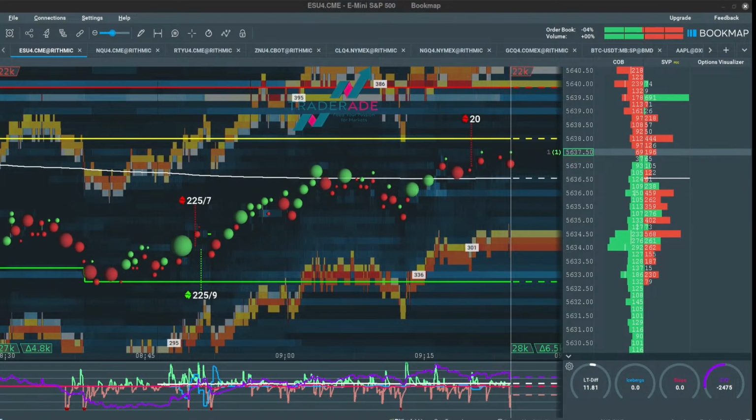Market on open imbalance, about 48 million to the sell side. Not much to see here.